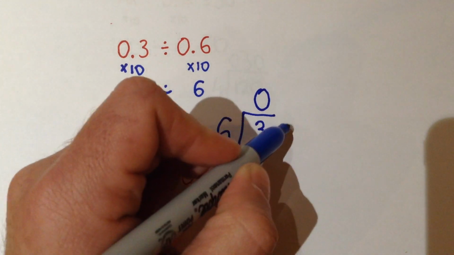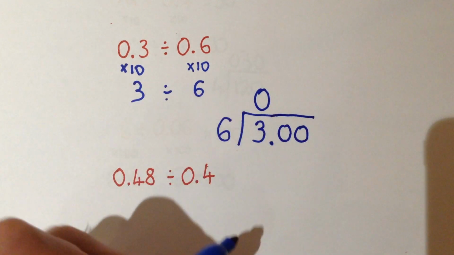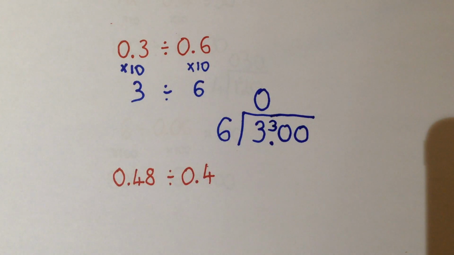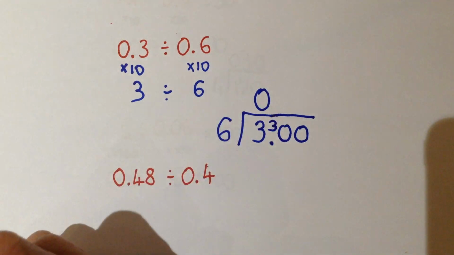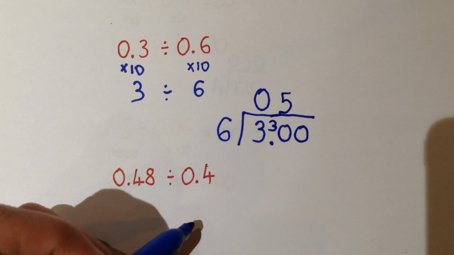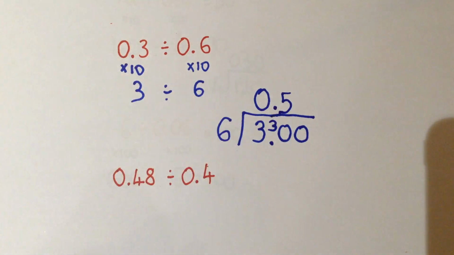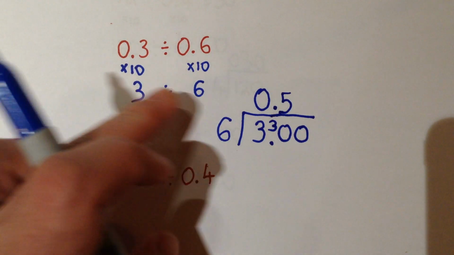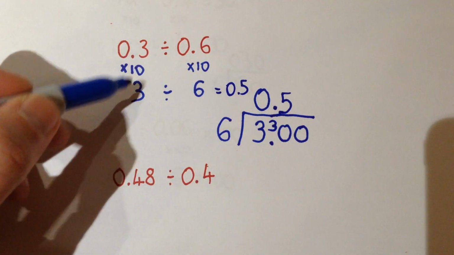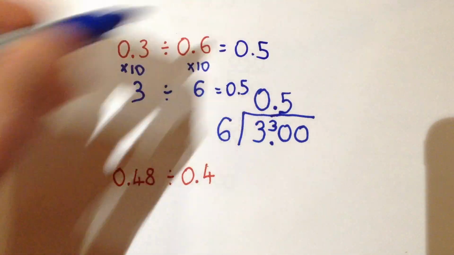Well, our little trick for doing that is just to add a decimal point and some zeros afterwards for us to carry. The 3 goes onto the 0, and then we've got 6's into 30. Well, that goes 5 times, so we didn't need this extra 0 because there's no remainder. The only thing we need to add is a decimal point, so we put a decimal point here. So 3 divided by 6 is 0.5, and again, because we've done the same to both numbers, the answer to the question is also 0.5.